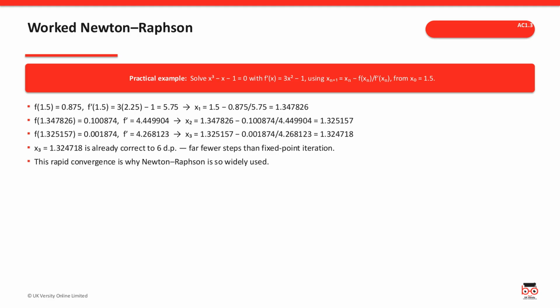Let's do the arithmetic. For f of x equals x cubed minus x minus 1, the derivative f dash of x is 3x squared minus 1, and we start at x naught equals 1.5. There, f is 0.875, and f dash is 5.75, so x1 is 1.5 minus 0.875 over 5.75, which gives 1.3478. Repeat, f of that is about 0.101 and f dash about 4.45, giving x2 of 1.3252. One more step, and x3 is 1.324718, already correct to 6 decimal places. 3 steps, where fixed point iteration needed 6 or more, and that speed is exactly why Newton-Raphson is so widely used.